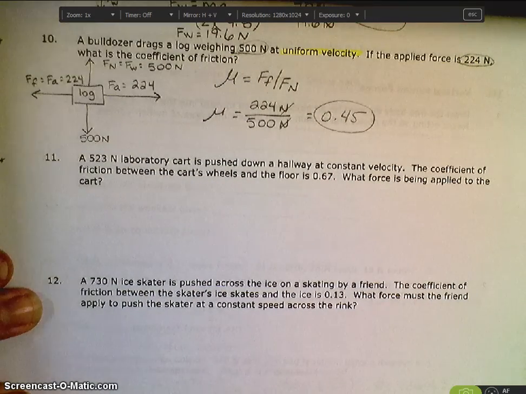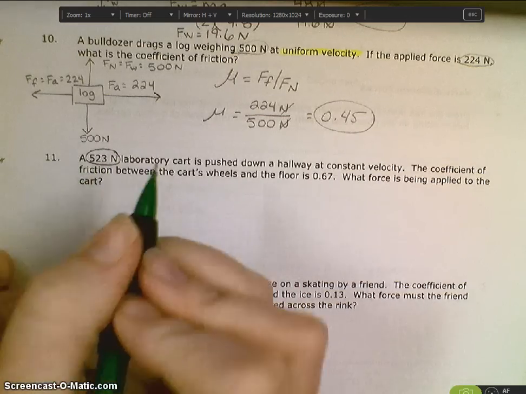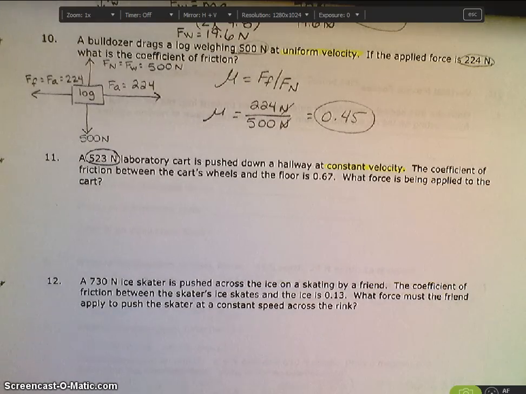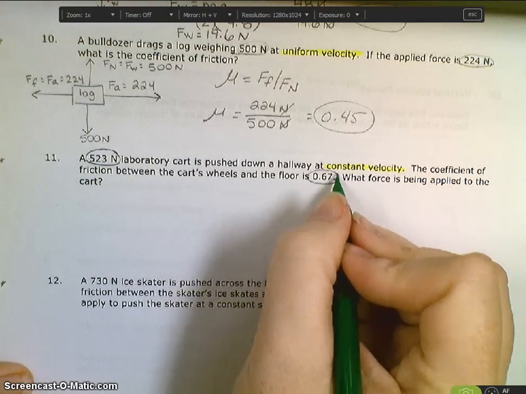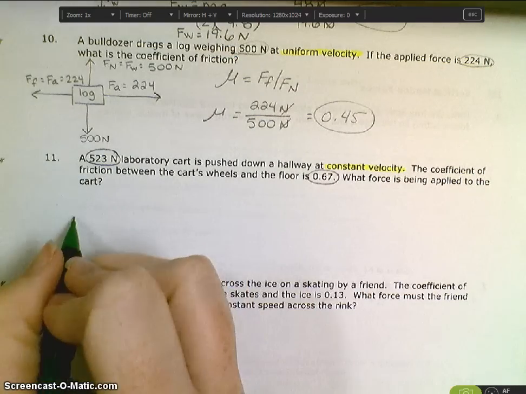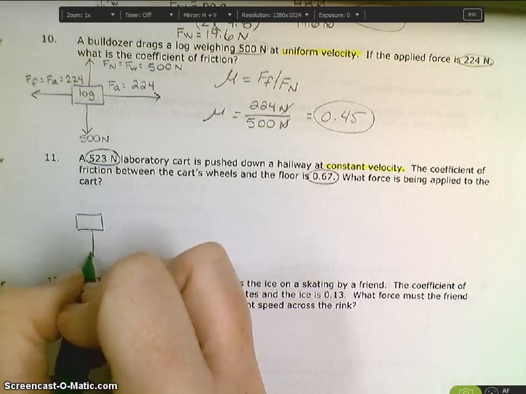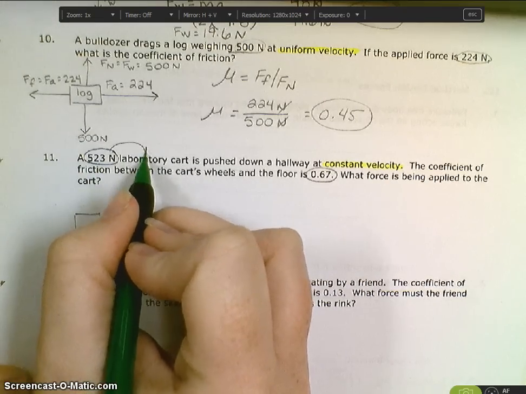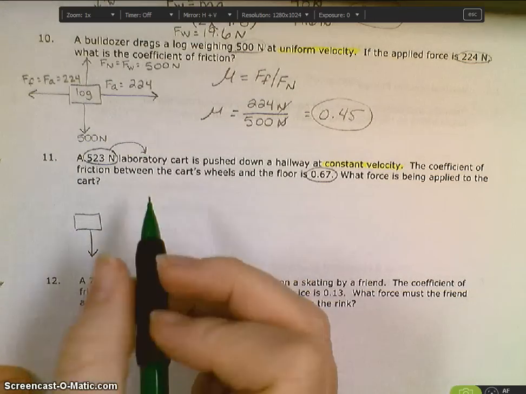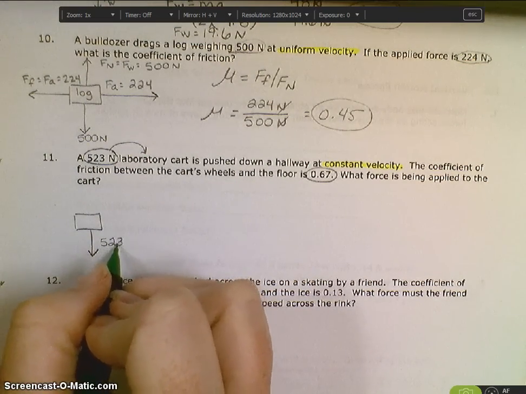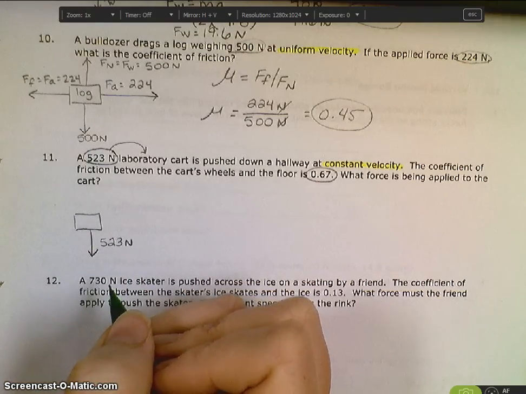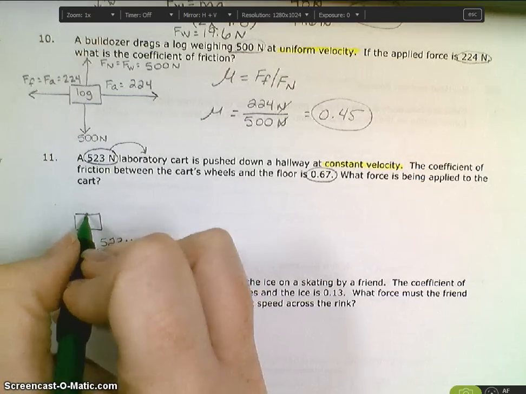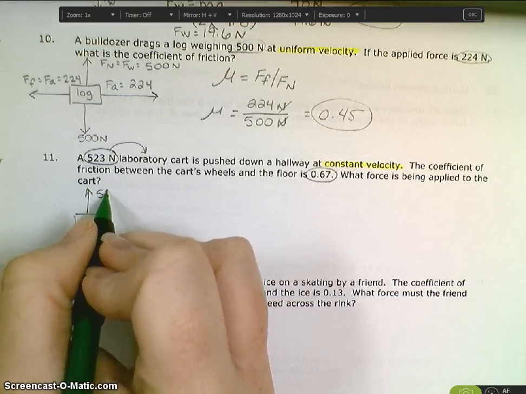Okay, number 11. Remember, when you see this next to laboratory cart, it's an adjective describing the cart. This means it is our weight. Because it is newtons, it goes as an arrow. Masses, kilograms, go inside the box. Constant velocity. So the up equals the down.